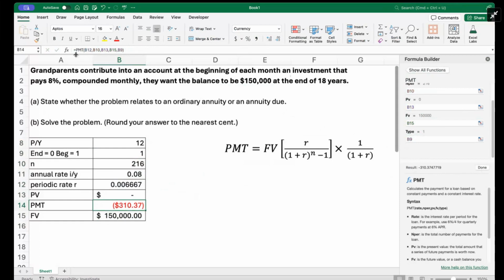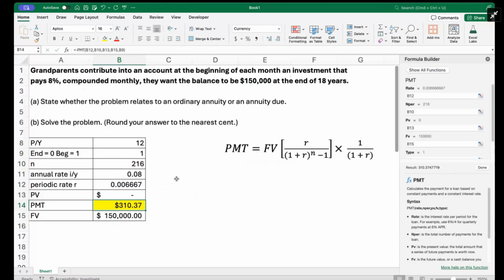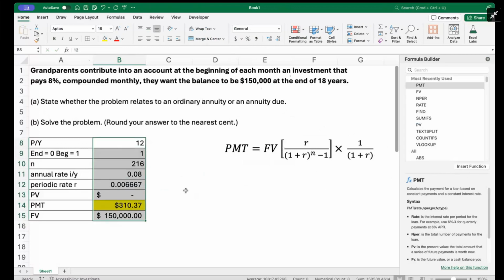The answer comes out to be negative, but we can force it to be positive by making a negative. Negative makes it positive. So the answer is $310.37. So that's how you solve for a payment if we want to grow and have a balance of 150,000 at the end of 18 years when the payments happen at the beginning of the month and we earn 8% compounded monthly. You can do the formula, but this is the modern way to solve problems using Excel.